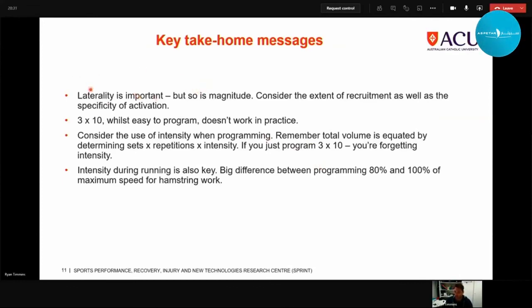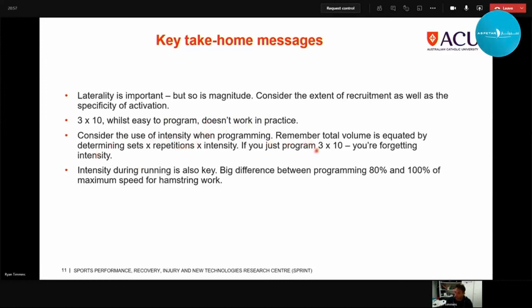So for me, just finishing off, some key take-home messages. Laterality is important if you're trying to recruit the hamstrings, but also consider magnitude. Magnitude is driven by intensity. We really need to consider the balance between the medials and laterals, but also how hard they work. 3x10 doesn't cut the mustard anymore. We need to actually go quite hard, and you can't do that for 3 sets of 10, especially in practice when you have 3 games in a week.